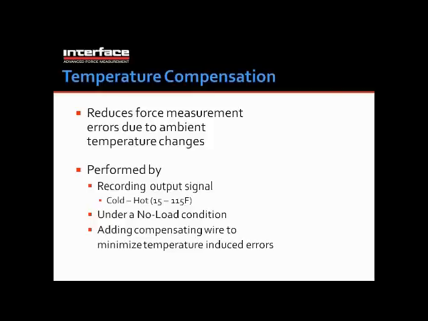What's important about performing this procedure is that there is no load being applied to the load cell. We have the load cell under a no load condition, and we're just recording the output we're getting out of the load cell as we put it through a temperature cycle. Once we analyze those values, we determine how much compensating wire we need to add to the bridge in order to minimize those temperature-induced errors.